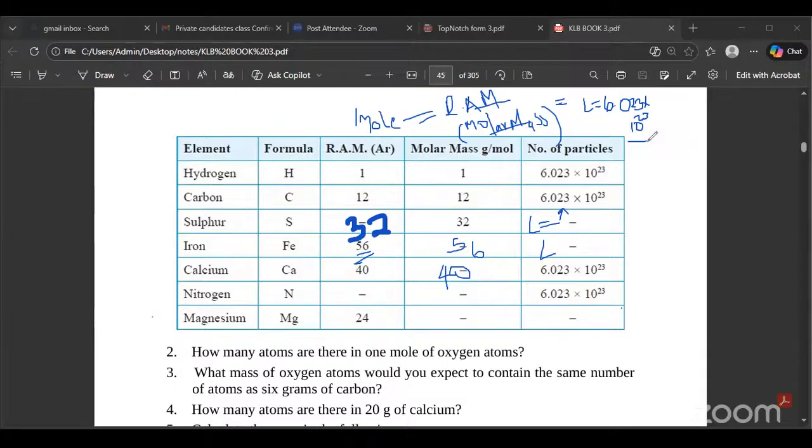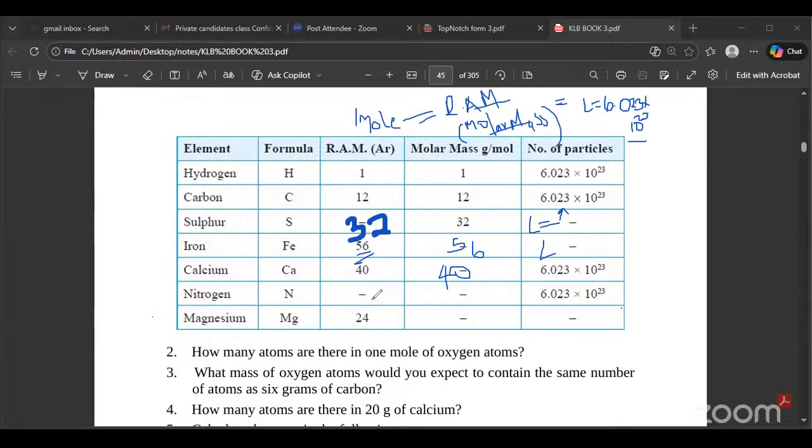Because now, for example, the mass of oxygen, now let me use the ones that are here. The mass of carbon is 12. But it has how many particles? 6.023 by 10 raised to 23. Now, the mass of which one is the biggest? Iron is 56. But the particles inside are equal to those in carbon. The only thing that will be changing is the mass, but the number of particles remains the same. So this one for nitrogen, what would be the mass of nitrogen?